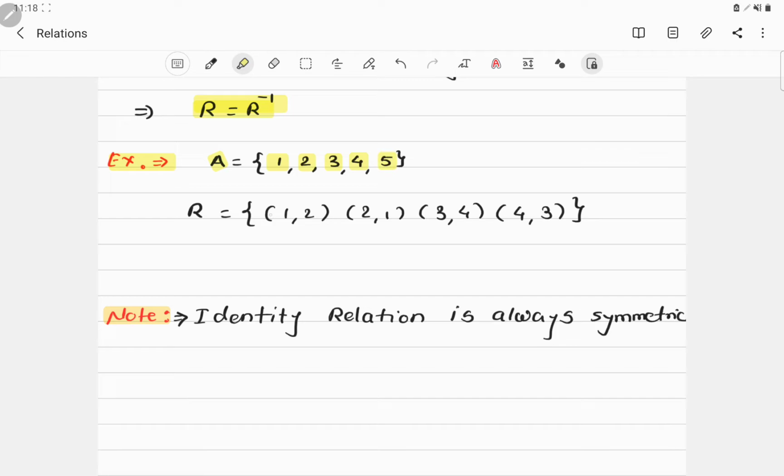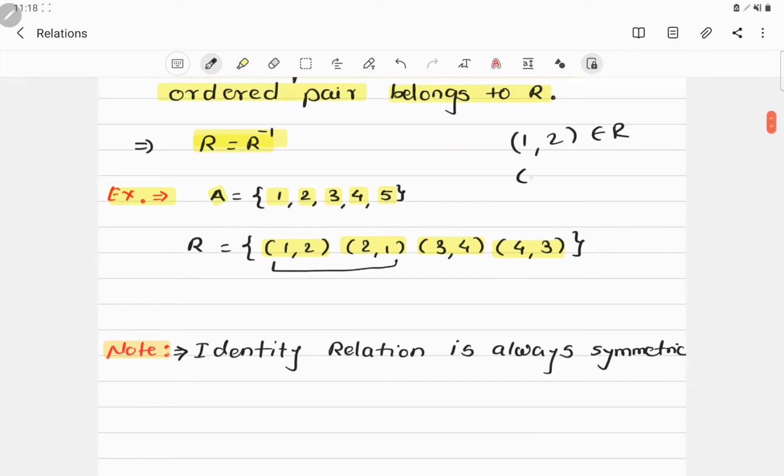Right? And let's say this is the relation R. 1 is in relation with 2, 2 is in relation with 1, 3 is in relation with 4, and 4 is in relation with 3. So please observe these first two ordered pairs. Friends, (1, 2) belongs to the relation, right? And (2, 1) also belongs to the same relation.